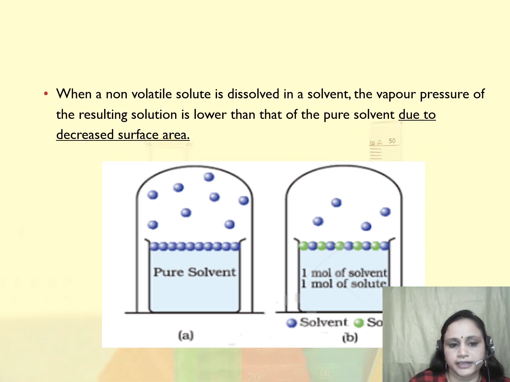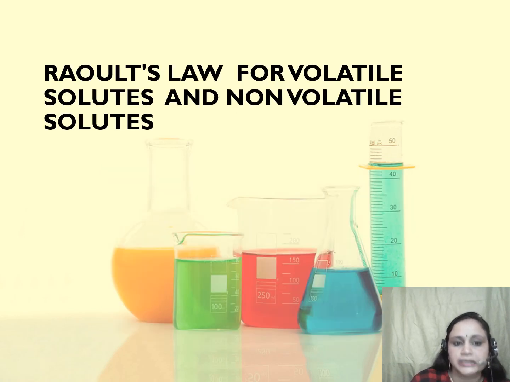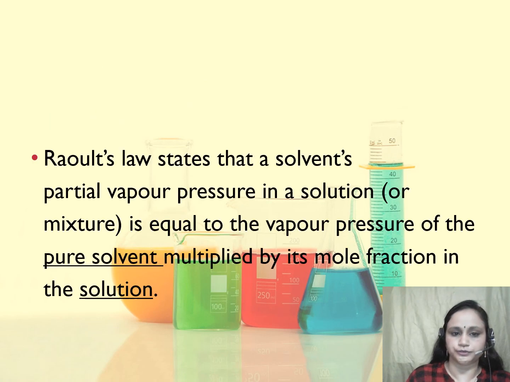So let us quickly study. Now when a non-volatile solute is added, the vapor pressure of the resulting solution is lower. This is due to the decrease in surface area. Thus, Raoult's law has been found as a basic concept for finding out about volatile and non-volatile solutes.